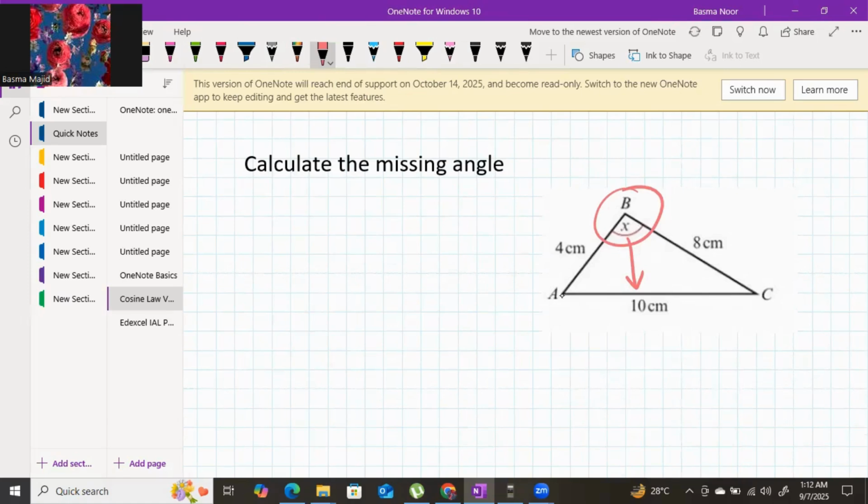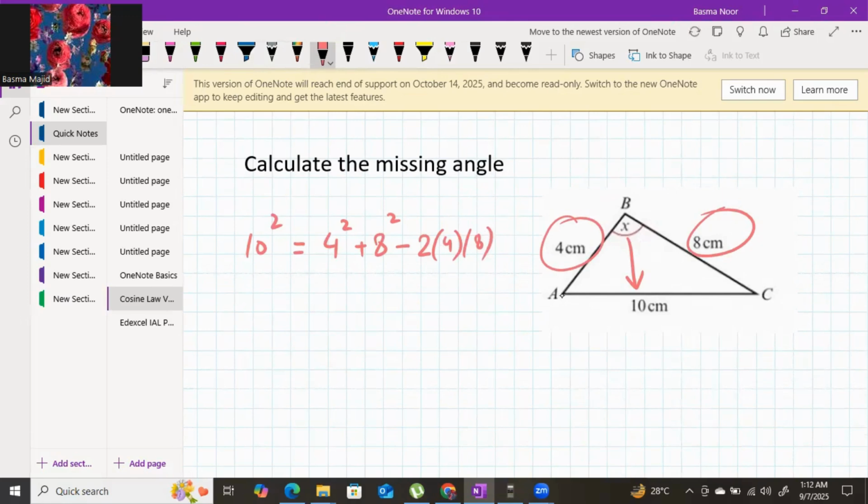I will use that 10 squared here equals the sum of the squares of the other two sides, which is 4 and 8. So the square of 4 plus square of 8 minus 2 times 4 times 8 again, and cosine of the angle opposite to the side 10. Though the side was not missing, if we are using 10 here, along with the cosine I will get the angle opposite to 10, which is x in this case. Okay, now I'm gonna simplify it.